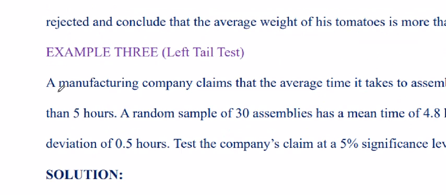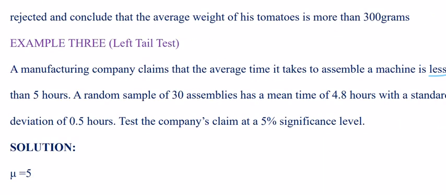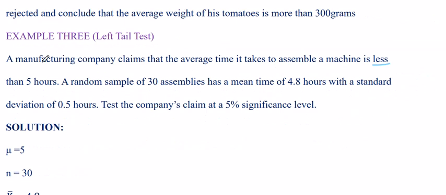A manufacturing company claims that the average time it takes to assemble a machine is less than 5 hours, which is left-tailed there. A random sample of 30 assemblies has a mean of 4.8 hours with a standard deviation of 0.5 hours. Test the company's claim at 5% level of significance.